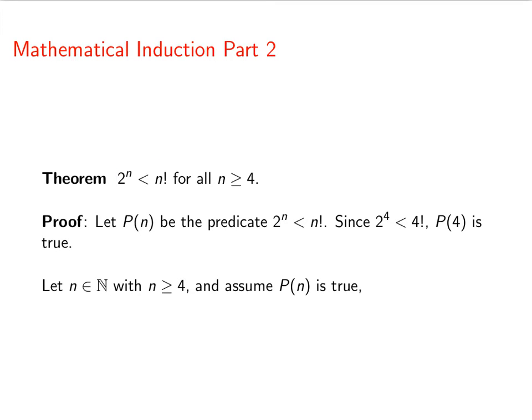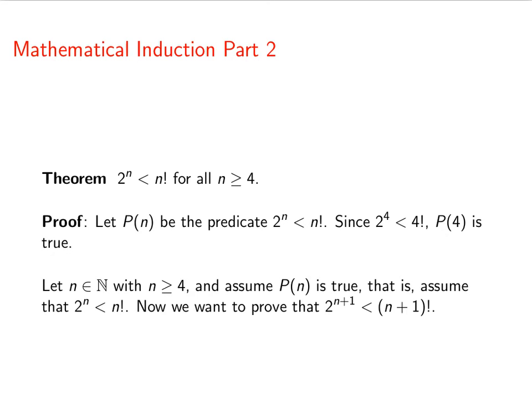Now let n be a natural number as long as n is bigger than or equal to 4, and let's assume that p of n is true. That is, let's assume that 2 to the n is less than n factorial for this particular but arbitrarily chosen value of n. Now we want to prove that 2 to the n plus 1 is less than n plus 1 factorial. And we're going to leverage what we know, which is 2 to the n is less than n factorial, to try to prove this.